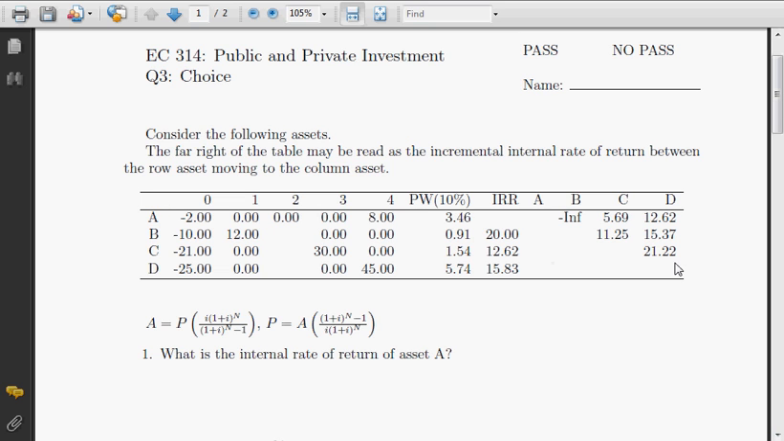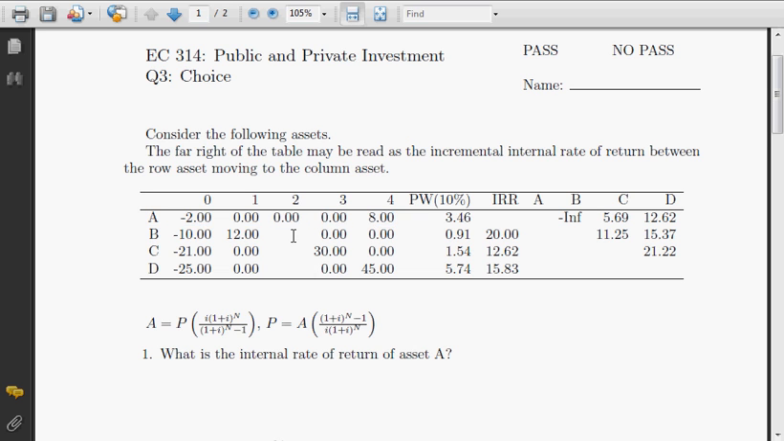So I'm looking at this particular table right here. The assets are arranged A, B, C, D in rows rather than columns. And what I'm showing you here is the cash flows in each one of the time periods. So, for example, asset A, which I've now highlighted, will cost you $2 in time period 0. You receive nothing in time period 1, nothing in time period 2, nothing in time period 3. In period 4, you receive a benefit of $8.